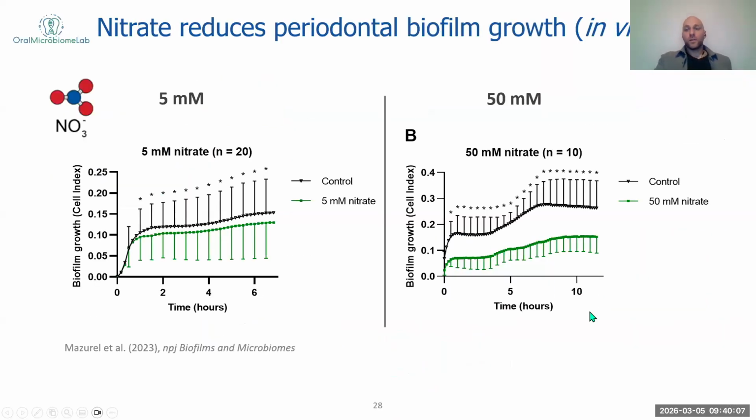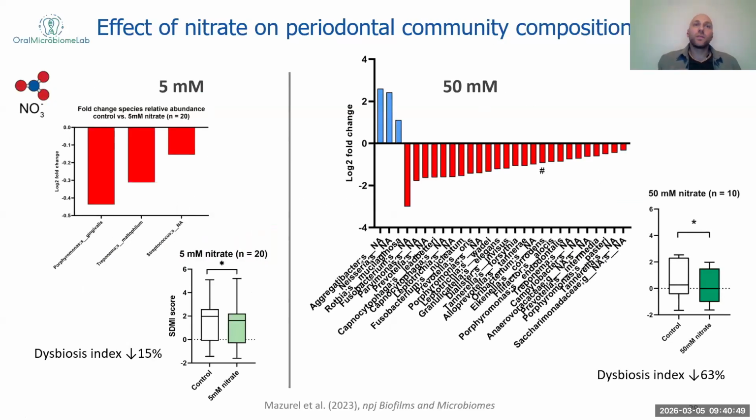So this is the effect on biofilm growth. The black line over here is the growth curve of the subgingival plaque community over time. And when adding nitrates, there's a small but significant decrease in biofilm growth. This is the green line over here, and this is 5 millimolar nitrate. When adding 50 millimolar nitrates, the difference between the two lines becomes much clearer and is also significant. So this data indicates that nitrate could limit the accumulation of dysbiotic plaque, but this should be confirmed with other biofilm quantification methods.